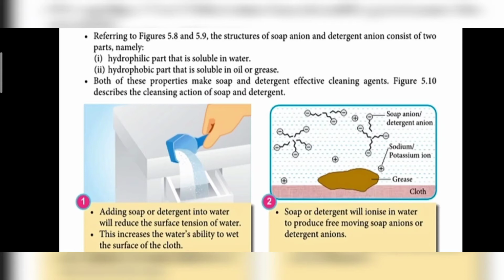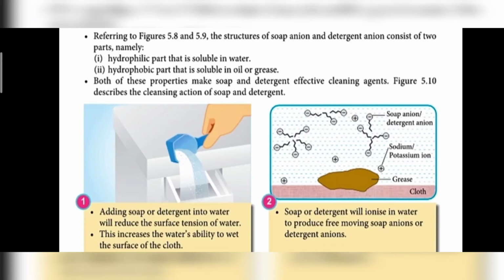Number 1, adding soap or detergent into water, it will reduce the surface tension of water. The tegangan permukaan air akan direndahkan. So this will increase the ability of water to wet the surface of the cloth. Bukan maksud dia kalau kita tidak letak soap ataupun detergent, our cloth itu tidak basah, but the ability untuk cuci itu pakaian adalah lebih efektif kalau kita tambah soap ataupun detergent.